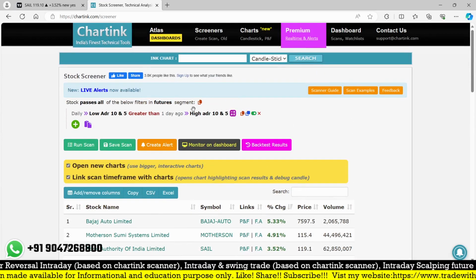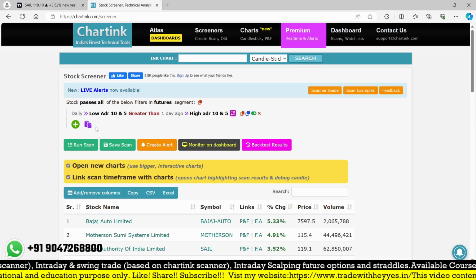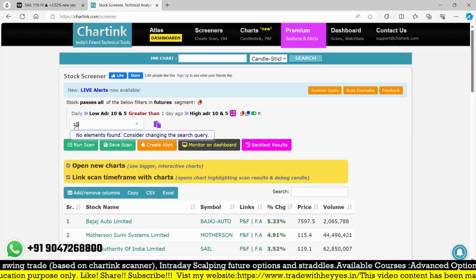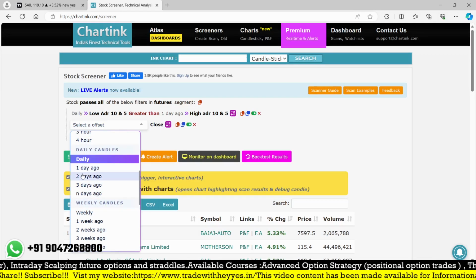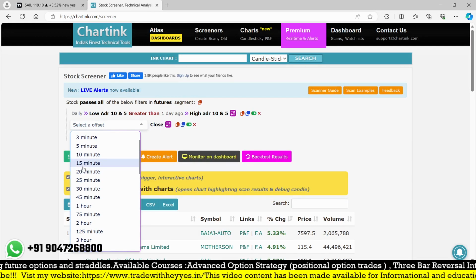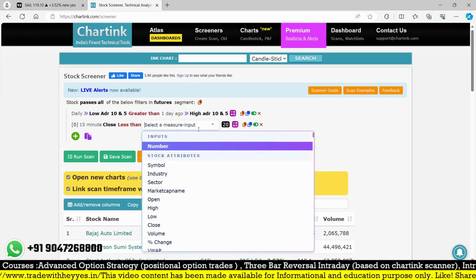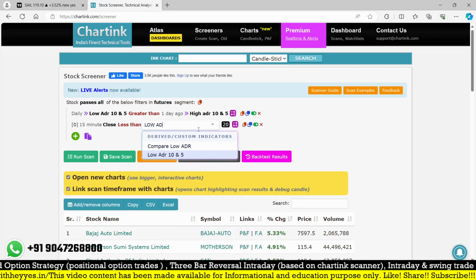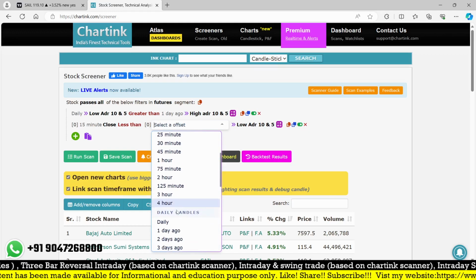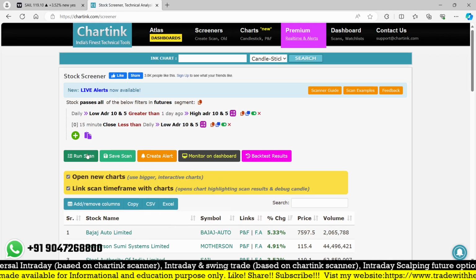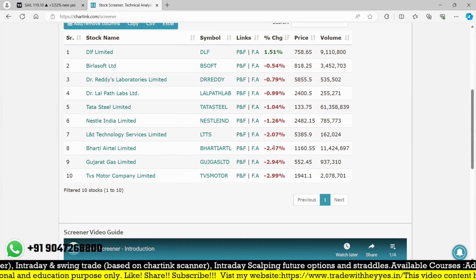So this is the daily condition which you are filtering, that could not be changed anywhere. Here we can look for a 15 minutes close: the 15 minutes close must be less than the current day low, ADR 10 and 5. That should be the daily ADR value, not a 15 minutes ADR value which we calculate. So here these are all the stocks, only 10 stocks which are forming such a pattern.